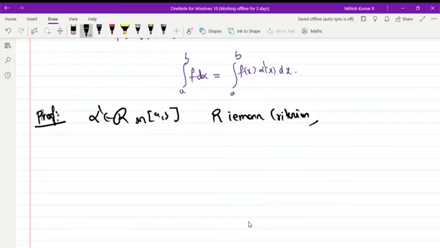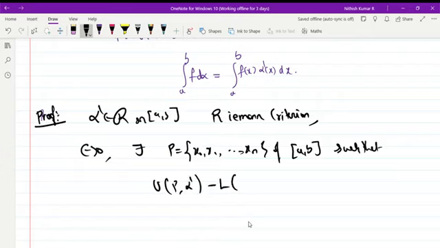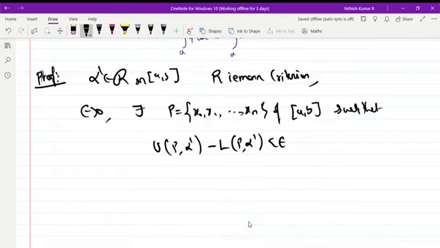we have, given epsilon greater than 0, there exists a partition P equal to x0, x1 up to xn of closed interval a comma b such that U(P, alpha dash) minus L(P, alpha dash) is less than epsilon. Now observe here I am writing with respect to alpha dash because I am applying the Riemann criterion for alpha dash.